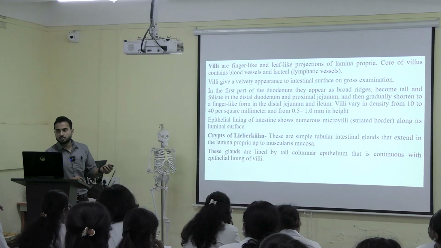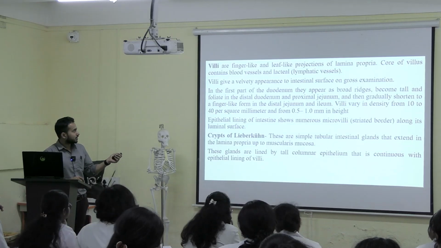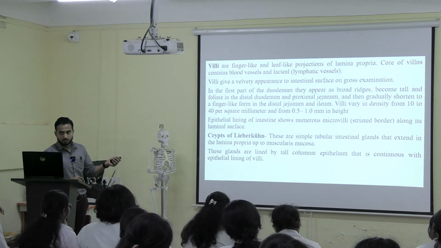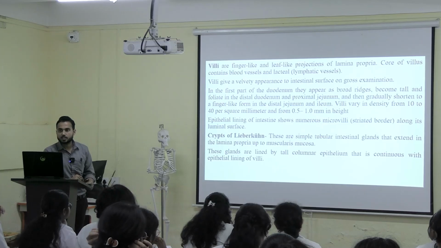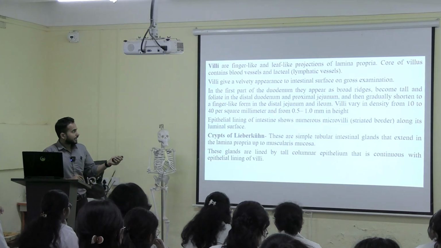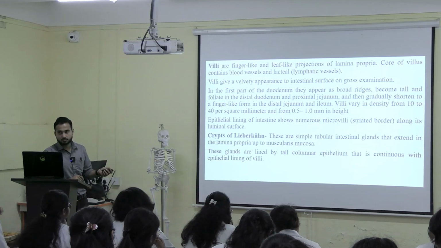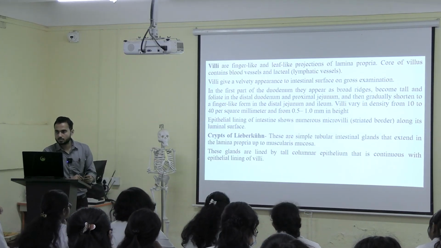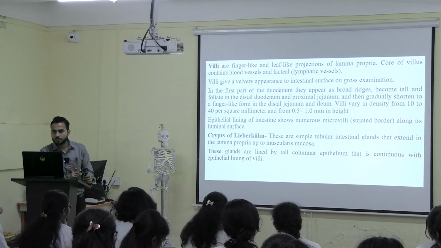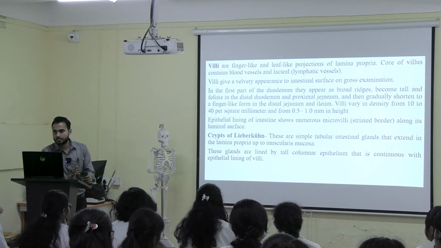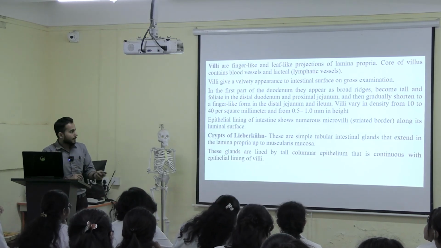Now the density of the villi in the small intestine is 10 to 40 per square millimeter, and the dimension is 0.5 to 1 millimeter in height. That means villi are not microscopic. Easily you can see them with the help of a magnifying lens.